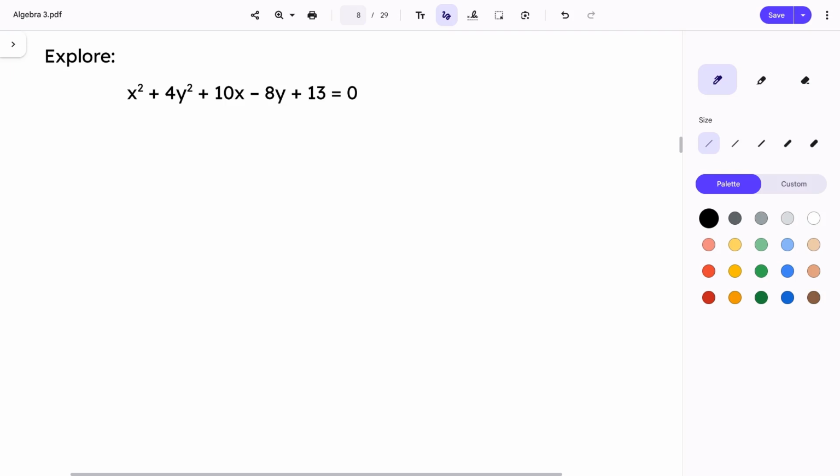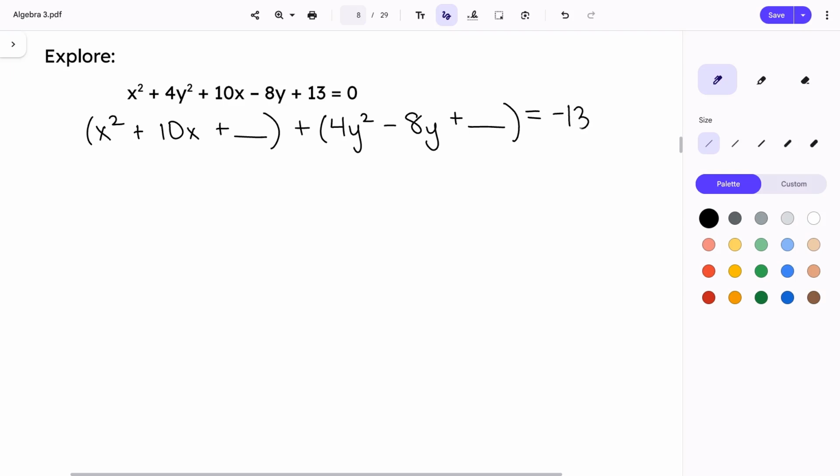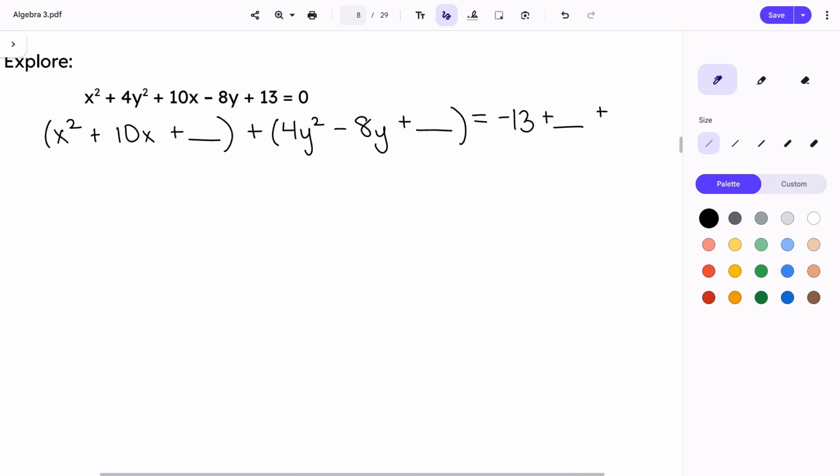Okay, so my x squared can go with my 10x. And then there's going to be a blank here. The 4y squared goes with the -8y. And then another blank. Okay, I want to move that 13 over to the other side, so I'm going to subtract it. So now it says -13. And then I need to have 2 blanks after that, because on the left side I have 2 spots that I'm going to be filling in. So I got to reflect that.